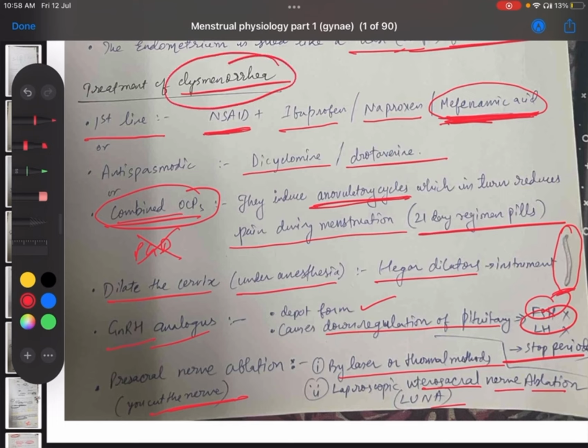But again, I think it is totally physiological. But in extreme cases, you can use NSAID plus mefenamic acid. First line drug is always preferred. 90% of the time, only first line drugs are used.